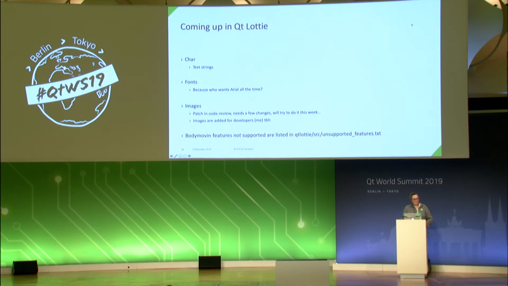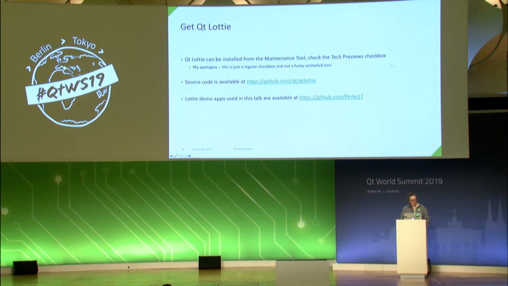If you're feeling inspired to have a look at QtLottie already, you can download it straight from the maintenance tool. If you check the Preview checkbox, it will appear, and it's just a regular icon, not an animated one. You can also take a look at the source code for QtLottie. It's on GitHub. And Lottie demo apps are or will be available shortly at this location, also on GitHub.